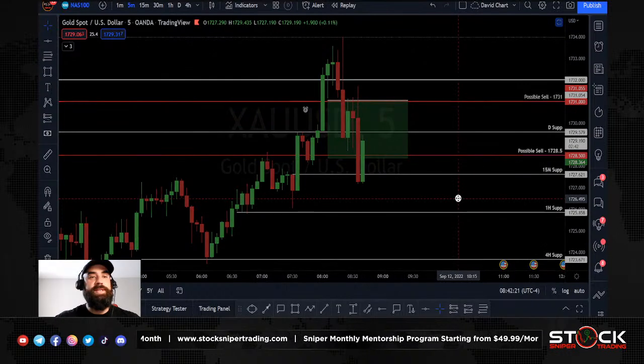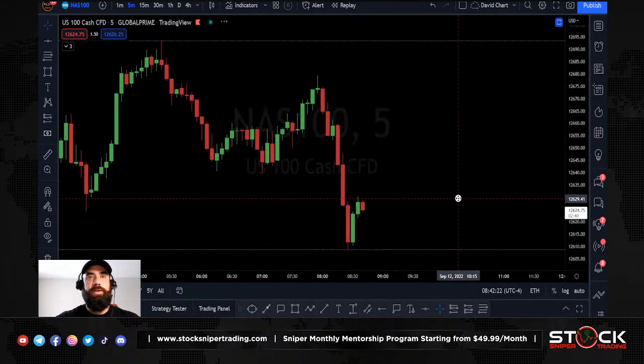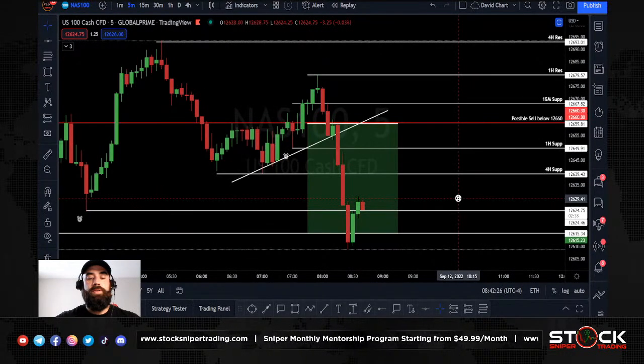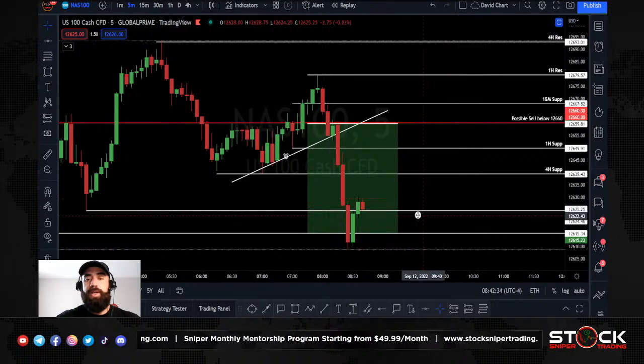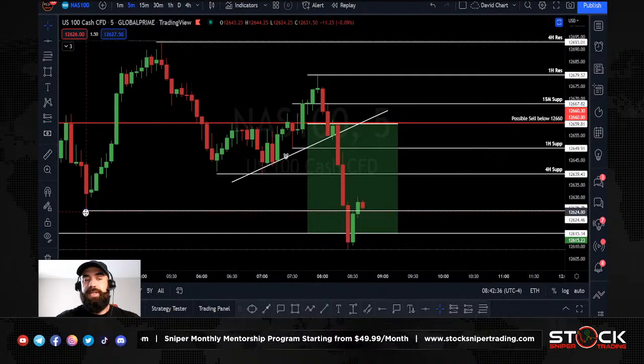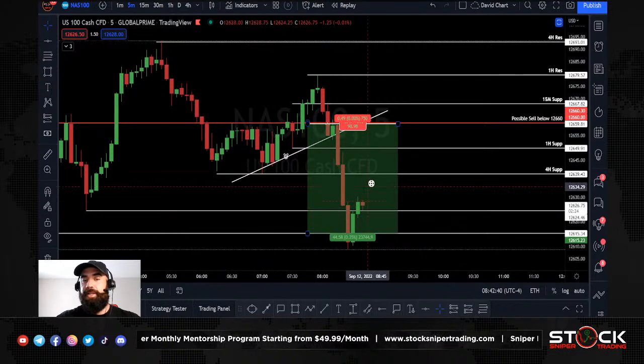Okay, let's take a look at NASDAQ real quick, guys. So NASDAQ is now closing above that 12,625, okay, which is this area right in here. To the left, you can see it's a nice level of support too. So if we start to close above here, guys, I can expect a retest of that 4-hour area right in here, okay.